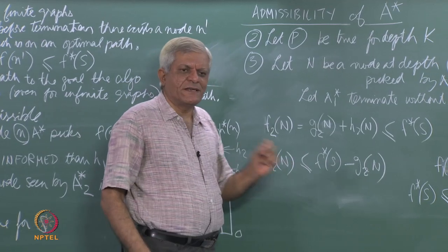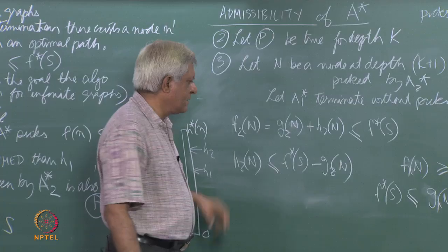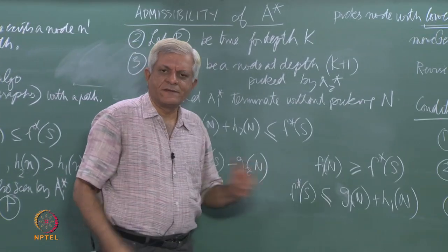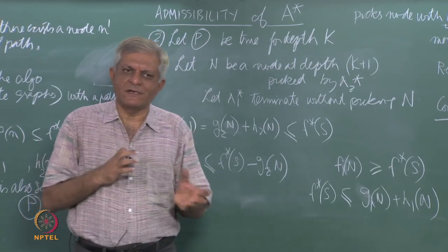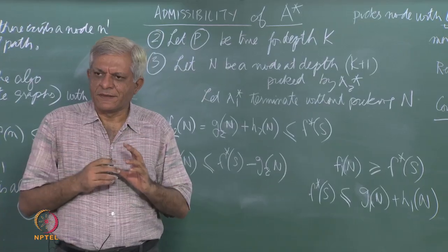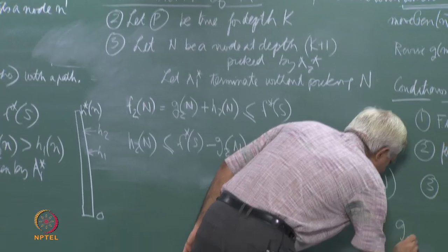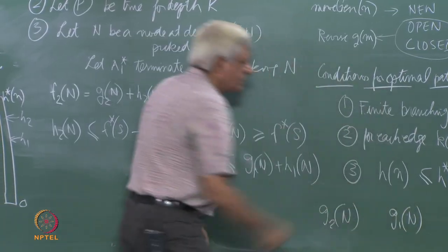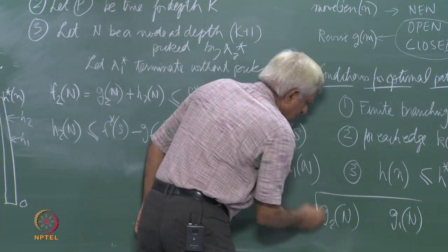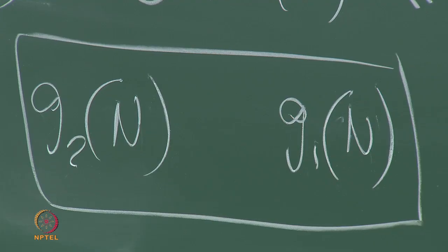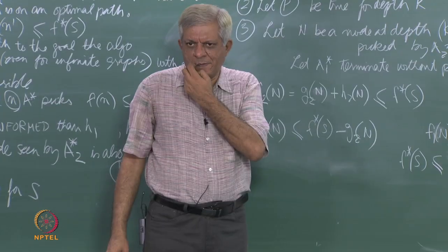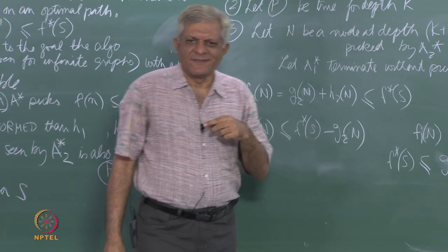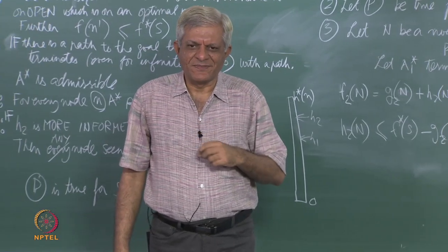Now, the question I want to ask is, what is the relation between g1 of n and g2 of n? If I were to put an inequality, what would I put, or equal to? What is the relation between these? What symbol should I put in between here? G2 is greater than or equal to. You are the only one who is saying that. Why is it the case?